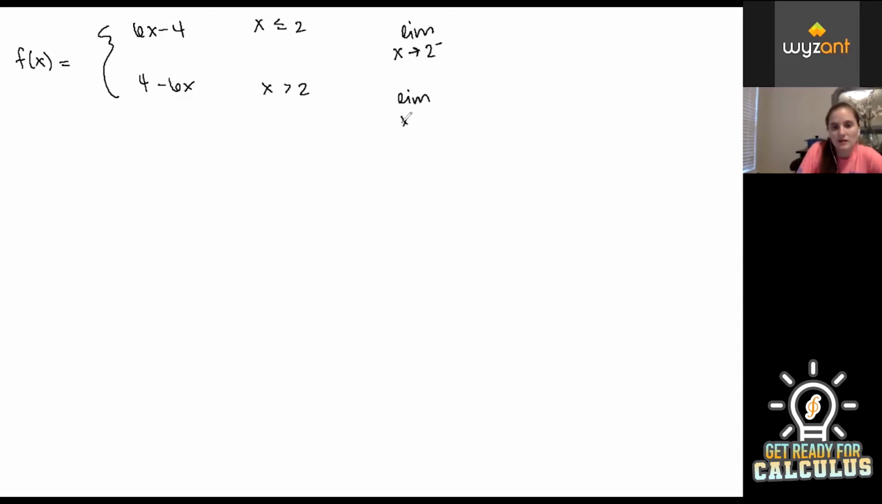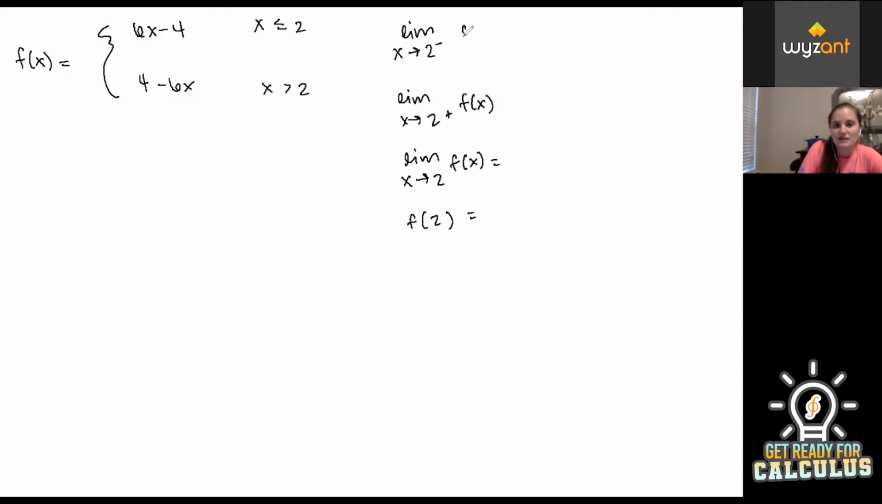Okay, let's do some one-sided limits. So let's do it algebraically. We'll do another piecewise function. This time we'll have 6x minus 4, and 4 minus 6x. This is where x is less than or equal to 2, and this is where x is greater than 2. So we want to find the limit as x approaches 2 from the left, the limit as x approaches 2 from the right, the limit as x approaches 2, and then the actual value of the function at 2.